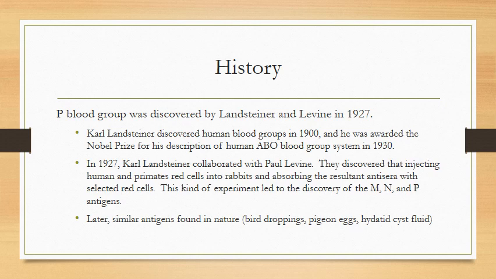Philip Levine. They did experiments and discovered that injecting human and primate red blood cells into rabbits and absorbing the resulting antiserum with selected red cells, this kind of experiment led them to discover what we later called three blood group antigens, M, N, and P. And also later, antigens similar to P were found in nature, such as in bird droppings, pigeon eggs, and hydatid cyst fluid.